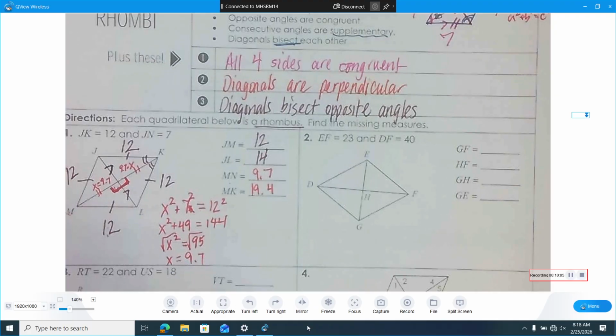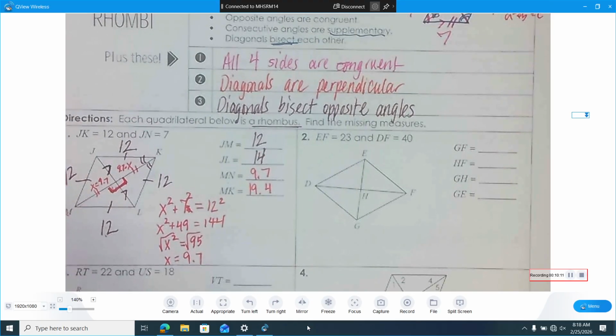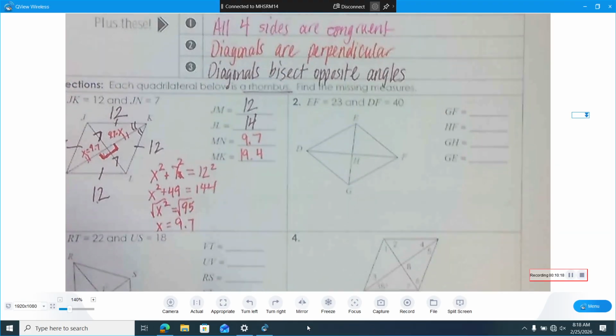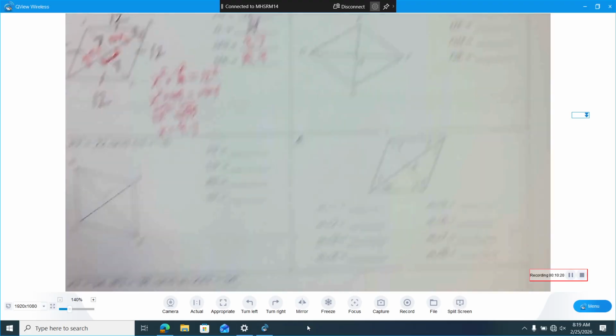Let's see. You think you're ready? Let's look at, I think that's it. Let's go to 4. Let's look at number 4.